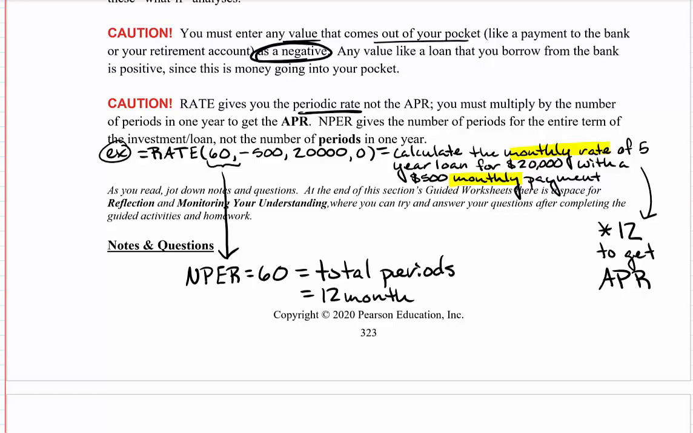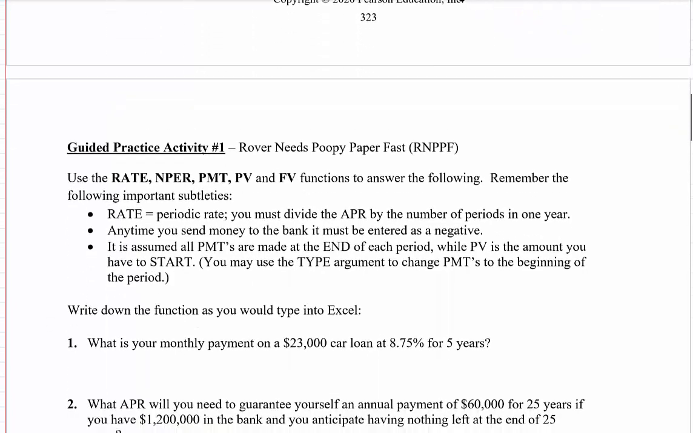So be very careful with this rate calculation to get APR and this calculation that I'm explaining here when you're working with the N per function. Those are the two most common mistakes. So now we'll get into some more examples.